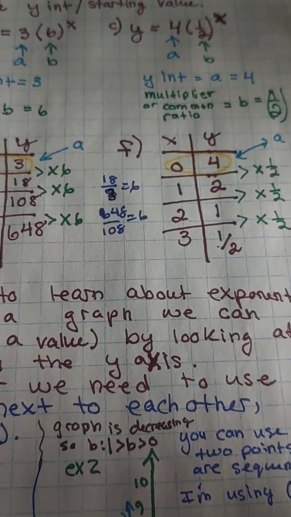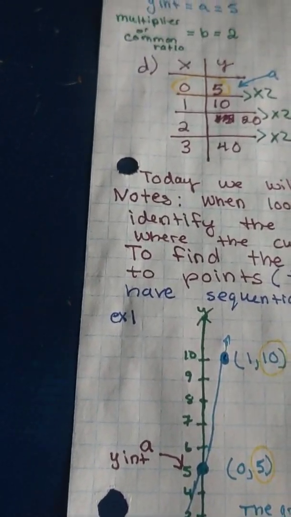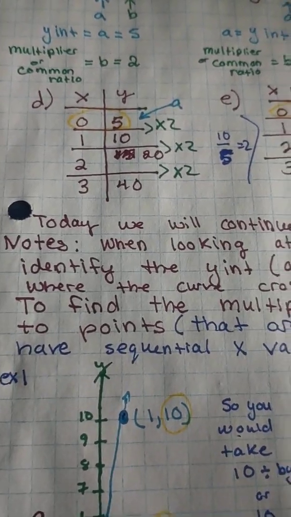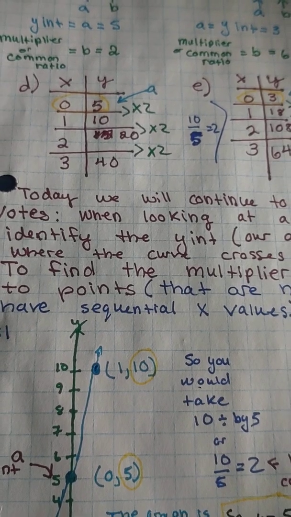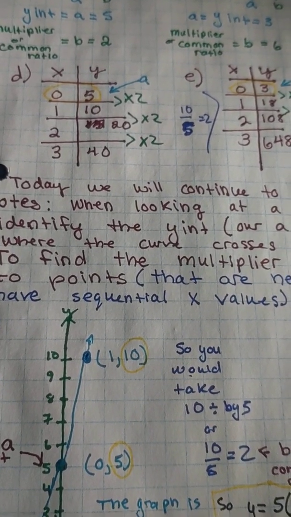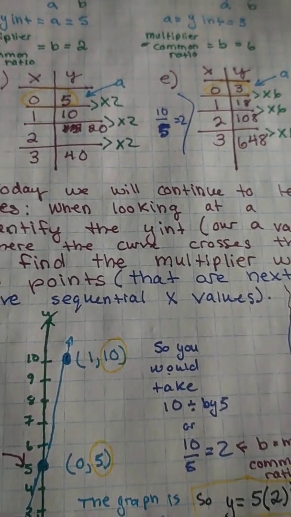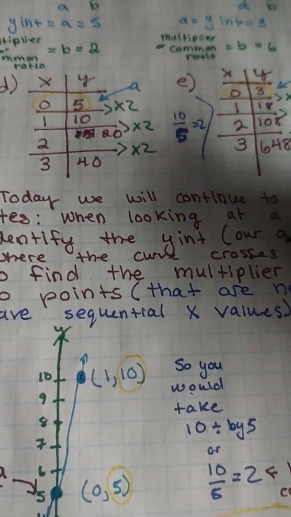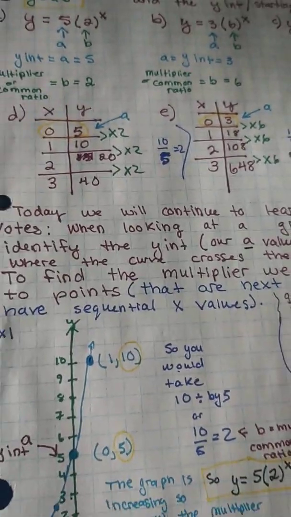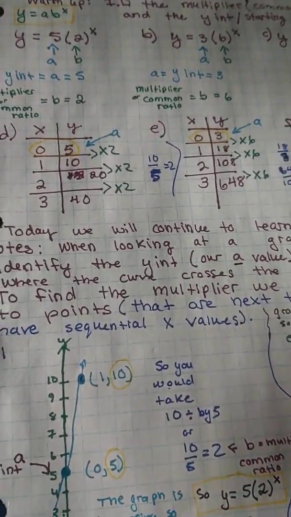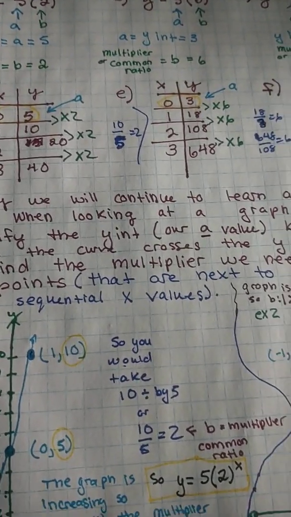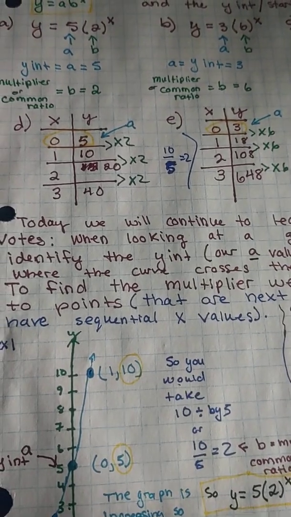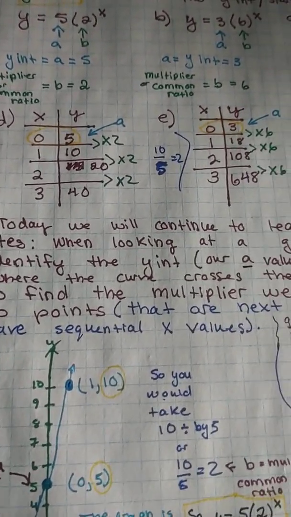Okay, so last thing I want to do is today we're going to continue to learn about exponentials. Our notes are when we're looking at graphs, we can identify the y-intercept, our A value, by looking at where the curve crosses the y-axis.